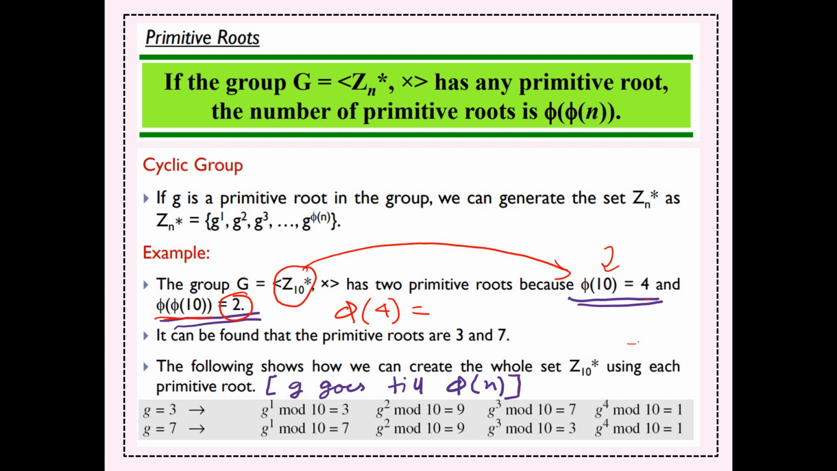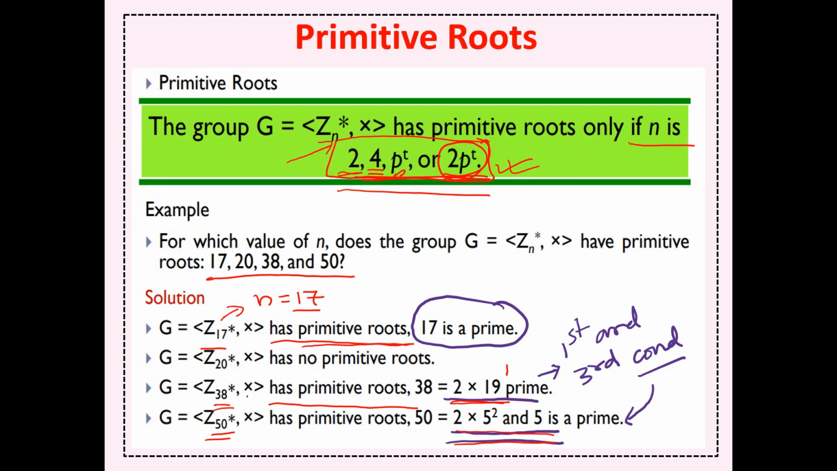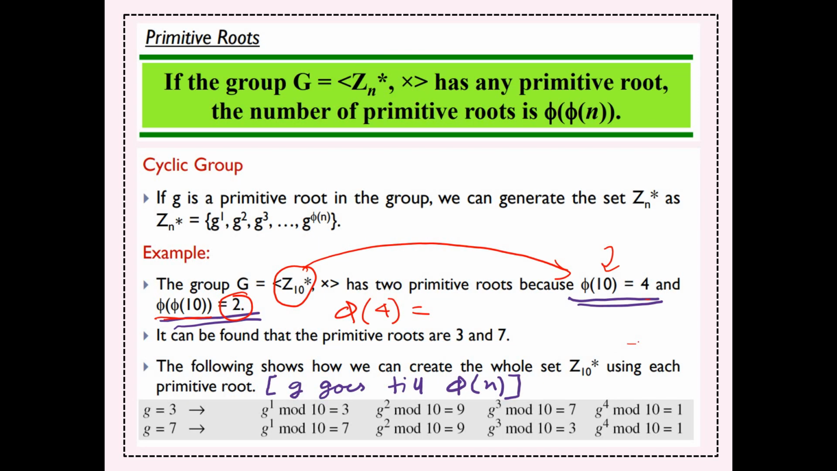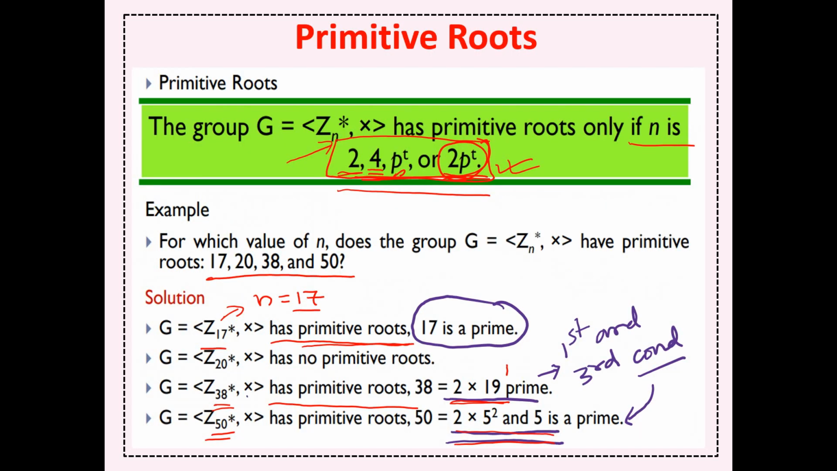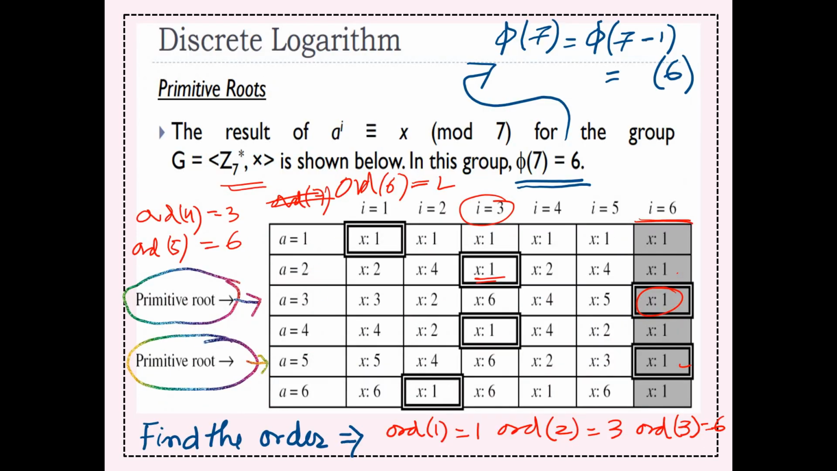So we can say from this example that, given a particular group, we can first identify whether it has primitive roots or not based on the previous condition. Then if yes, we find the number of primitive roots present. Based on that, we found how many primitive roots there are. Then you form the table like this and find the elements whose order matches phi n.